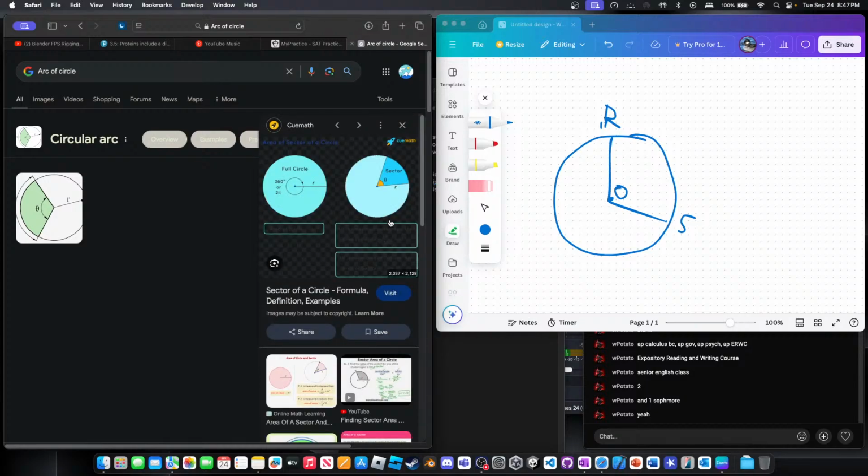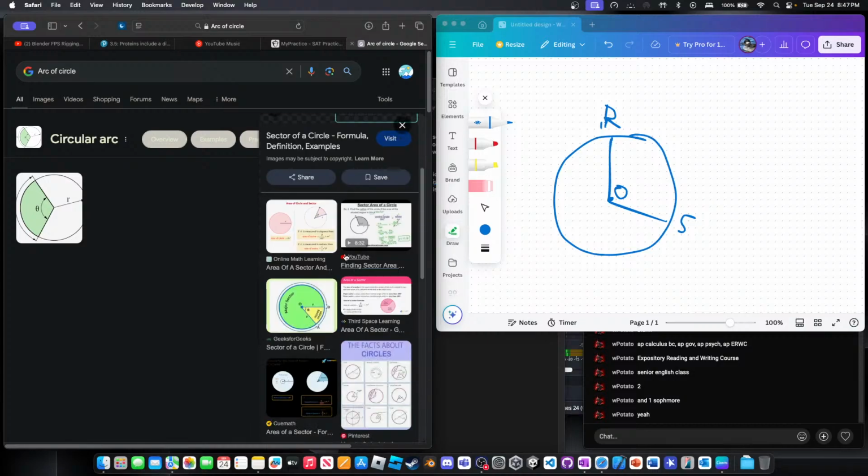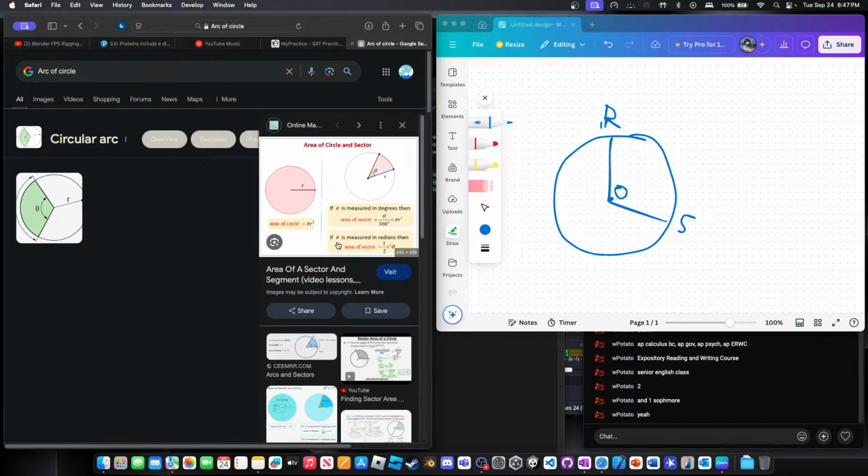I didn't actually learn this. The curriculum at my high school is pretty goofy. So they don't really teach us most of the stuff. They just teach us like the absolute ground basics. Sector. Circle.